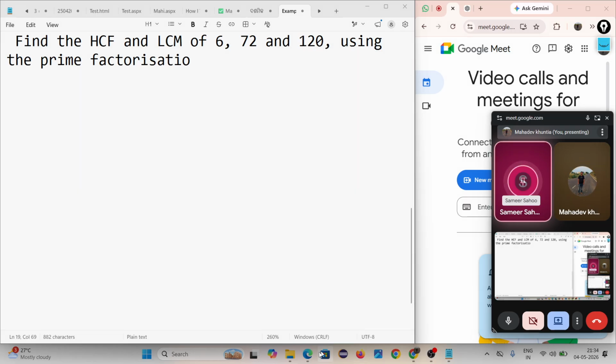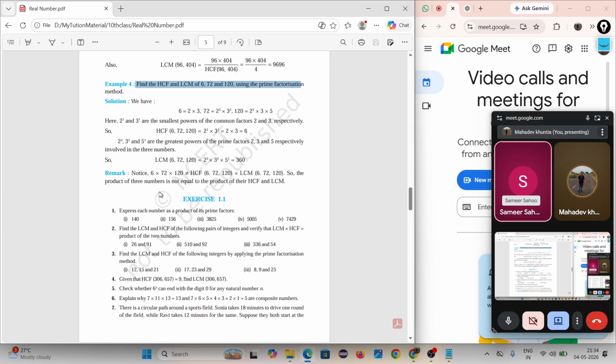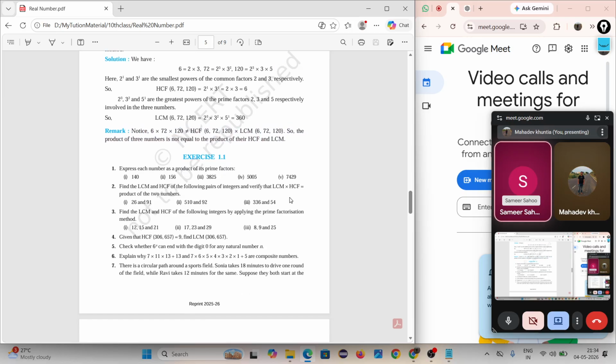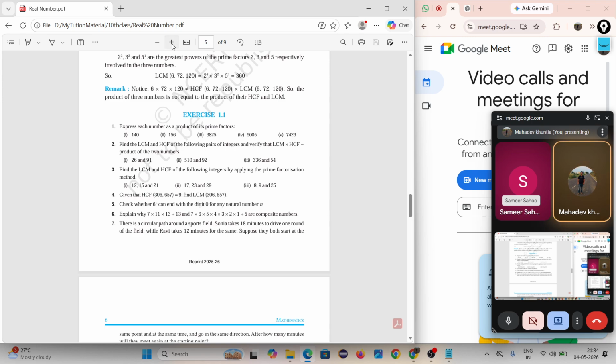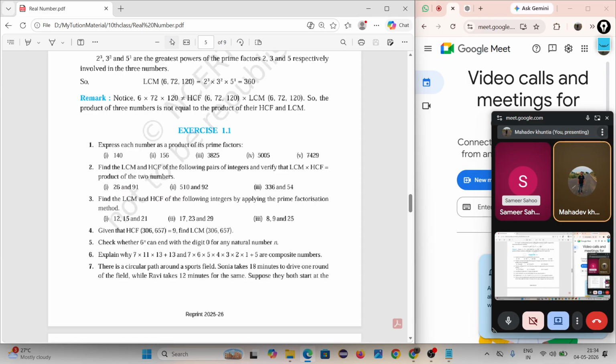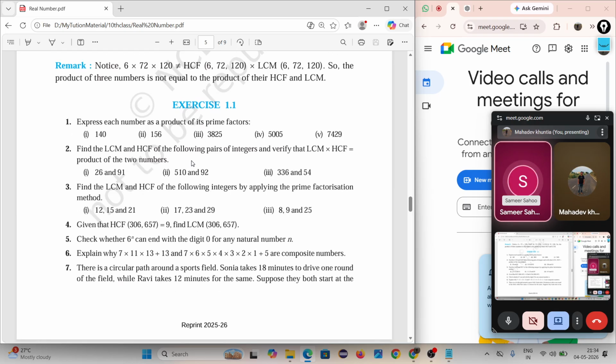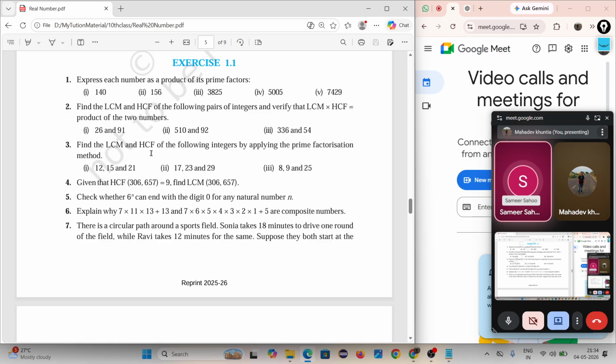Okay. Look, here is the remark. Then exercise 1.1. In this UT, how many chapters will come from math? Chapters 1 and 2. Look: express each term as the product of prime factors. You can do it. Find LCM and HCF of the following integers by applying the prime factorization method.